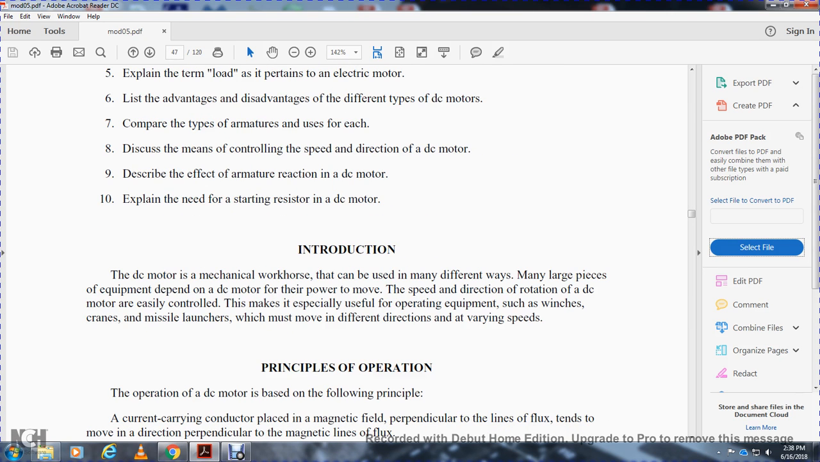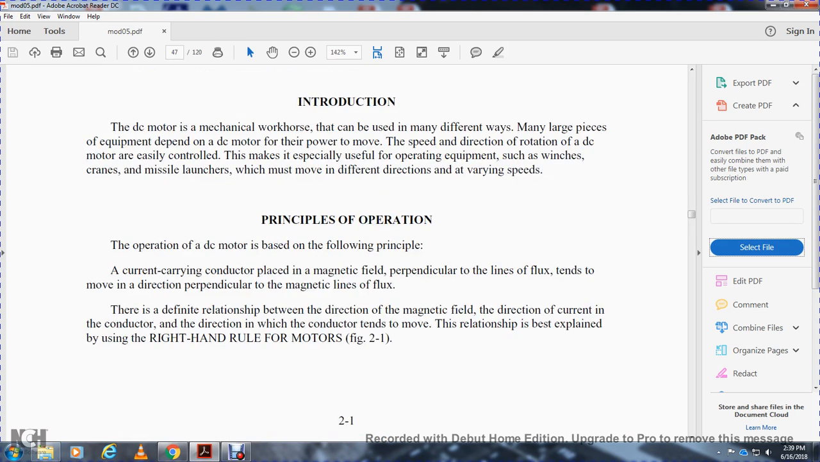All right, introduction. The DC motor is a mechanical workhorse that can be used in many different ways, with many large pieces of equipment depending on the DC motor for the power to move. The speed and direction of rotation of the DC motor is easily controlled. This makes it easily used for operating equipment such as winches, cranes, and missile launchers, which must move in different directions with varying speeds. The principle of operation of the DC motor is based on the following principle.